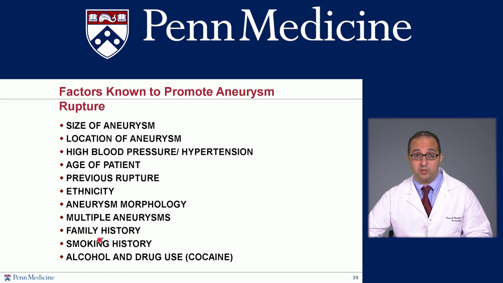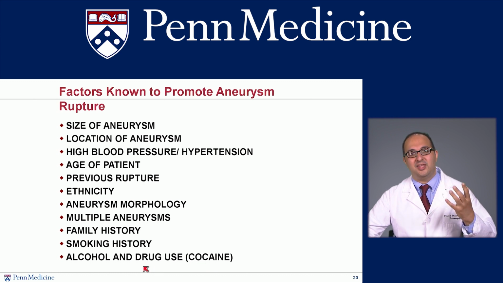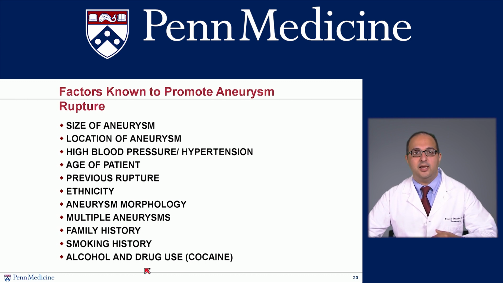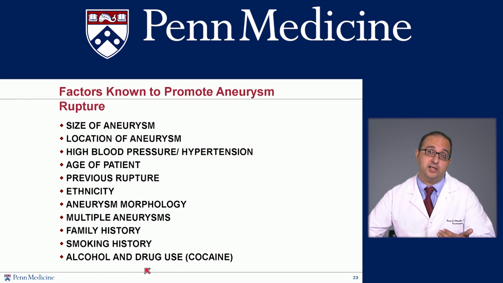A history of smoking, a history of alcohol use, and drugs that can increase your blood pressure, like cocaine, which are sympathomimetic drugs, can really put patients at a high risk of aneurysm rupture. So these are all the things that we have to keep into consideration when we have someone with an unruptured brain aneurysm in assessing their risk profile and recommending watching an aneurysm versus recommending treatment.